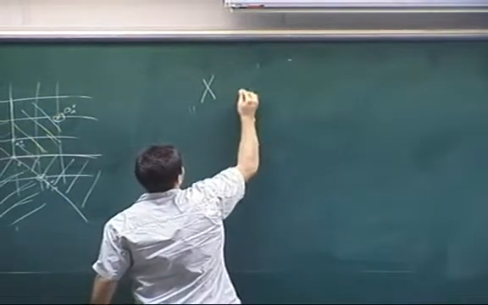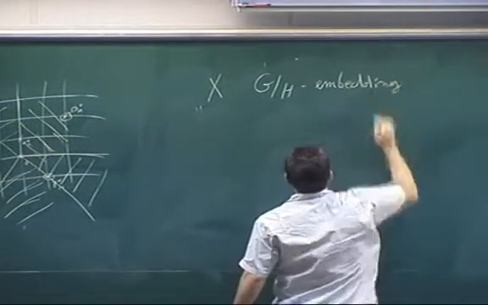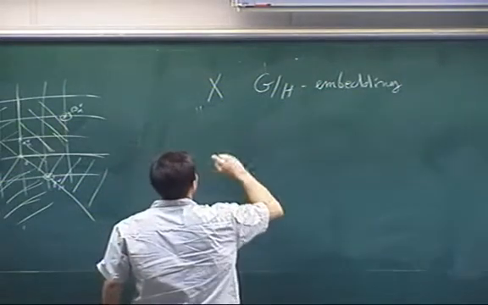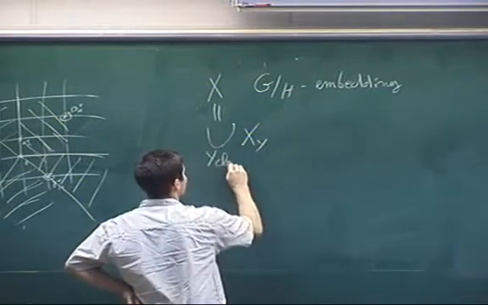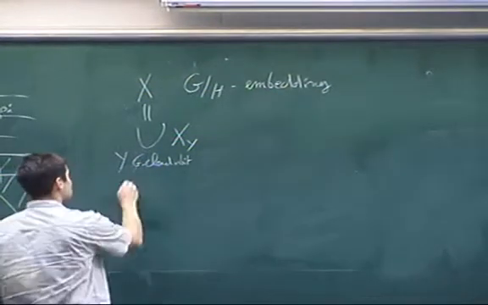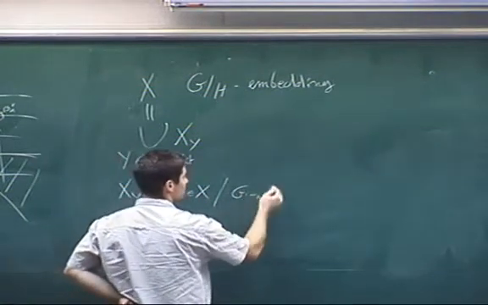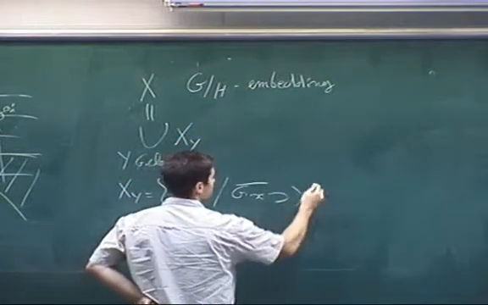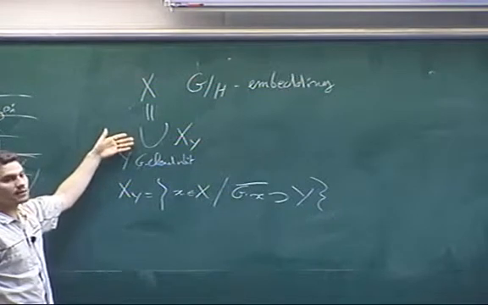So now let me give the relation between colored cones and colored fans and G/H embeddings. I take X, a G/H embedding, and I can write X as a union of X_Y for Y a closed G orbit. X_Y is defined by the set of x in X such that the orbit G·x contains the closed orbit Y in its closure. So it's equivalent, in the toric case, to taking the affine sub-varieties of the toric variety.